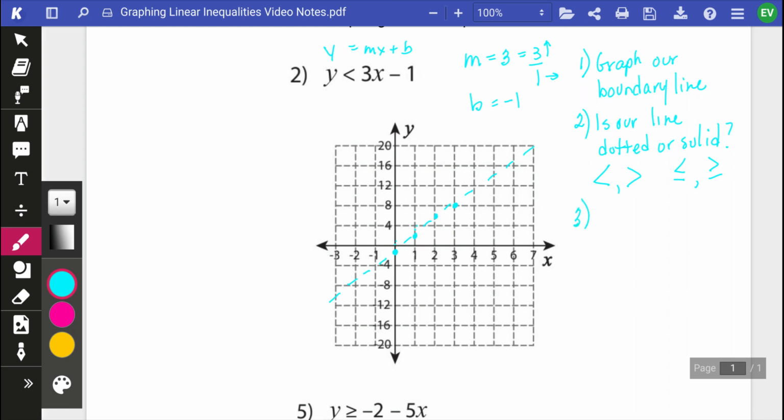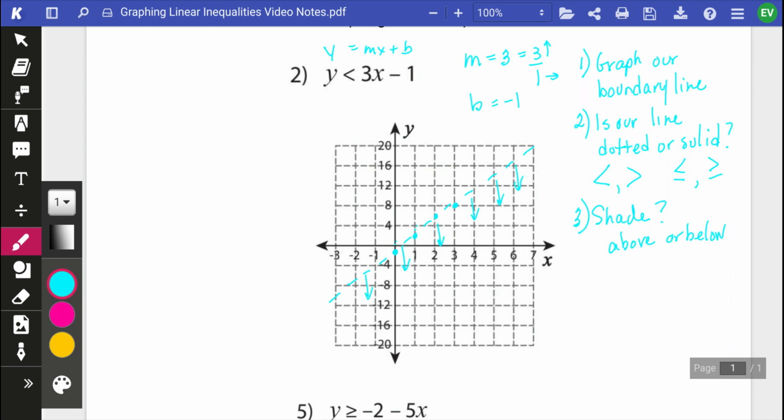The third thing that we're going to do is we have to shade. So are we going to shade above or are we going to shade below? In this case, it says y is less than. So we want to look at things that are less than our line. In slope-intercept form, it's relatively easy. Less than this line means below. So we should shade below.